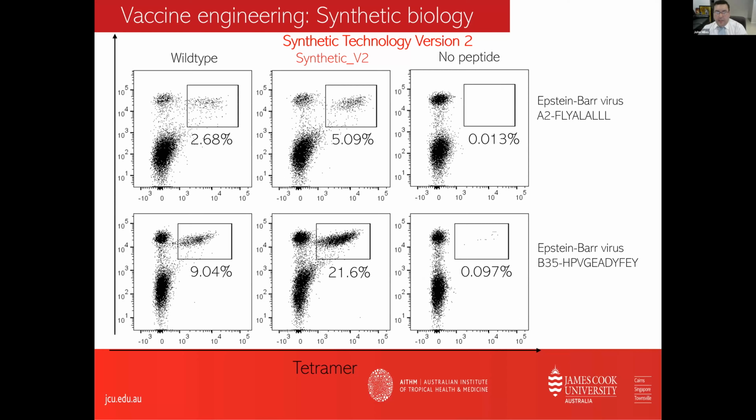And they are promising. Here's a different peptide on the same allele. This is from Epstein-Barr virus. Here's the wild type, 2%. Here's the synthetic, 5%. Control, nothing. And here is another peptide. This is from a different allele. 9% wild type, 21% synthetic, and nothing for the control.